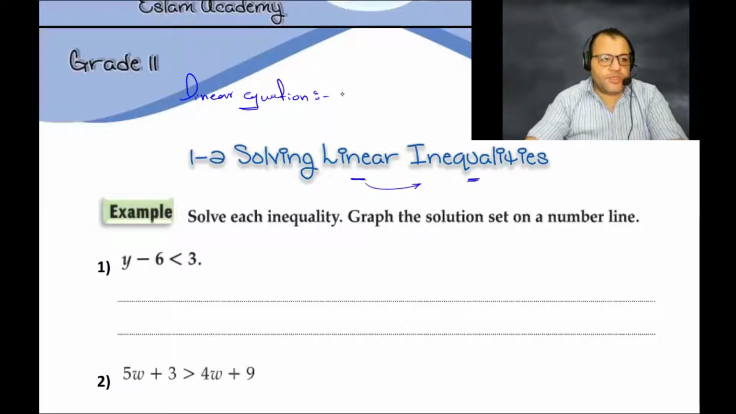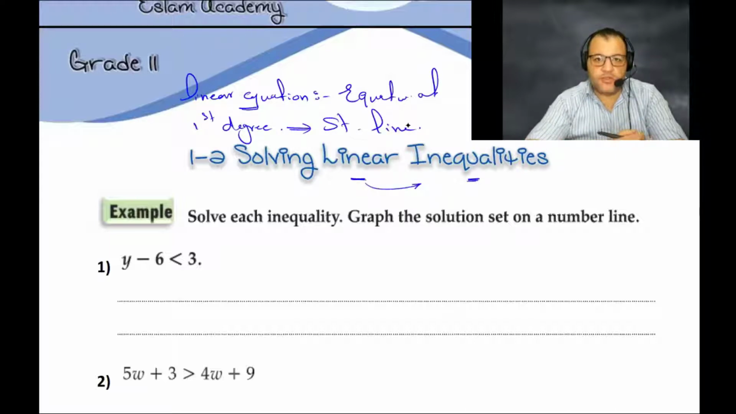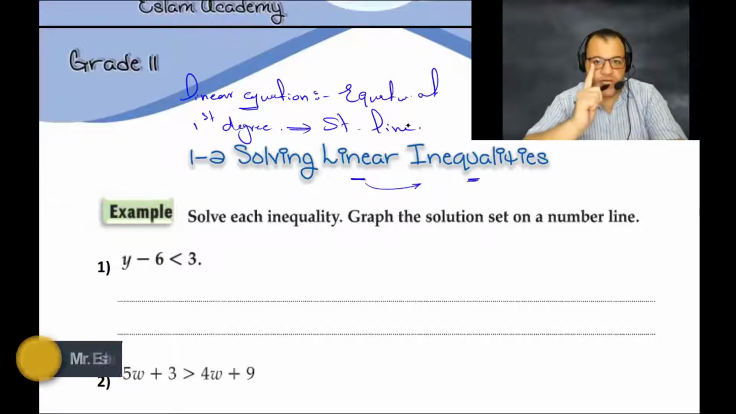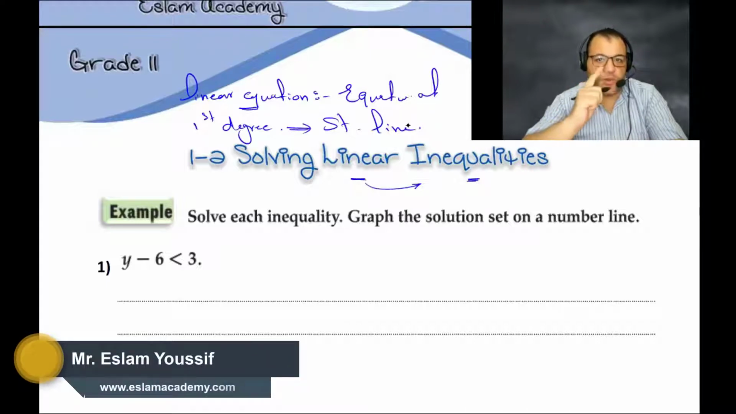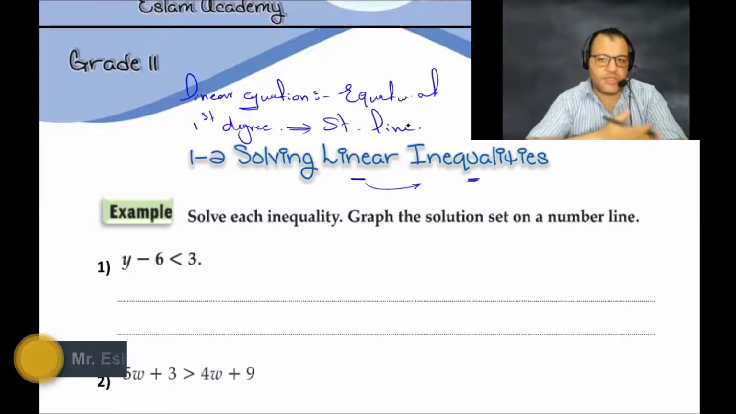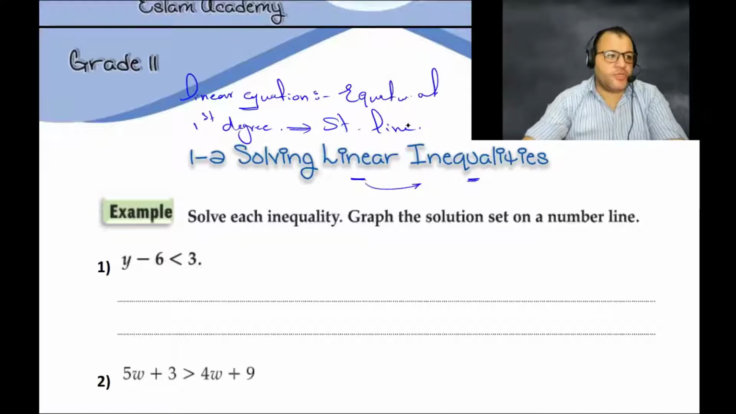Linear equation is the equation of the first degree. If you graph this equation, you will find a straight line. So the linear equation is of the first degree, which is represented graphically by a straight line, x raised to the power 1. If x is raised to the power 2, power 3, power 4, it's not a linear equation. There is another name for this equation, and we will know it later. But the main point, a linear equation is an equation of the first degree, which is represented graphically by a straight line.